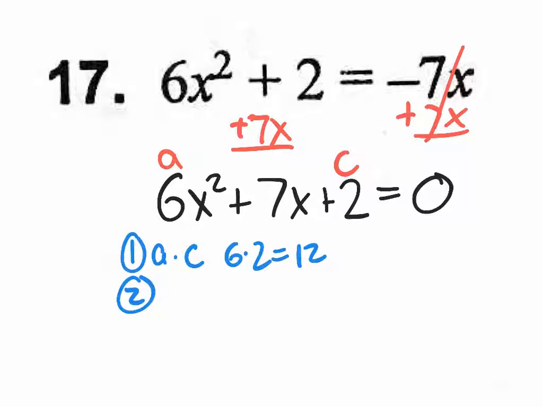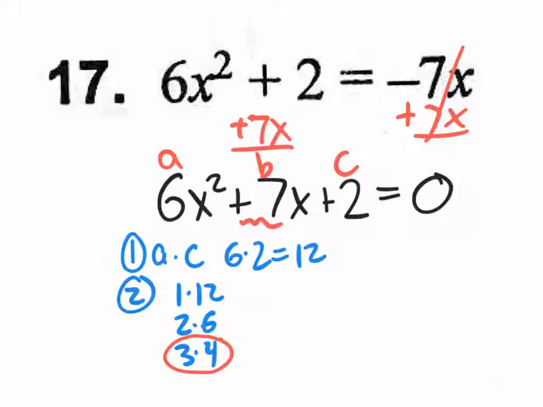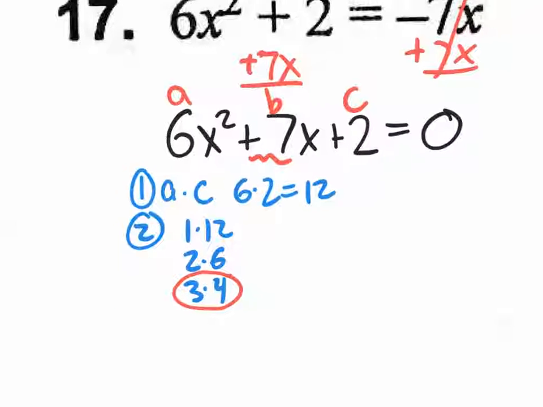Step 2 is think of the multiples of 12. 1 times 12, 2 times 6, 3 times 4. And the pair of numbers that adds together to give you the middle value b, which is 7, is the pair of numbers you want, which would be 3 and 4. We move on to step 3 of this long factoring method.